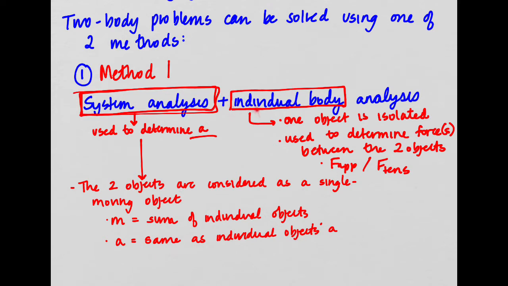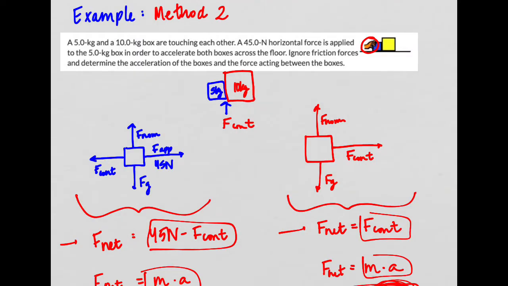Then we do an individual body analysis after we've done this and solved for acceleration. And remember, this is where we take one of the two objects that are part of the two-body problem and we isolate one object. And we use that isolated object in order to determine the force, usually the contact force, or it could be the tension force, or the applied force, between the two objects. So there's going to be two unknowns for all of these problems.